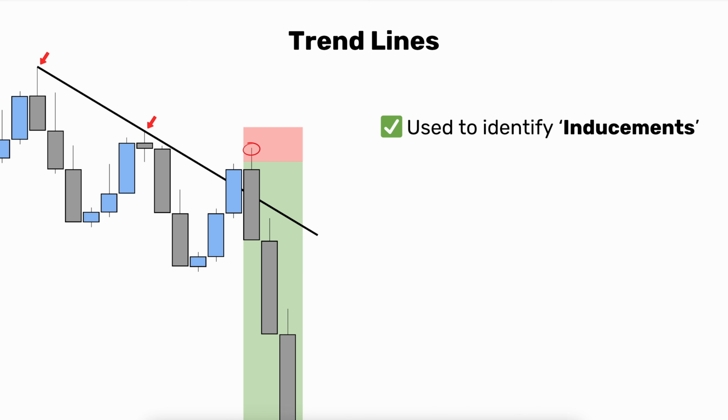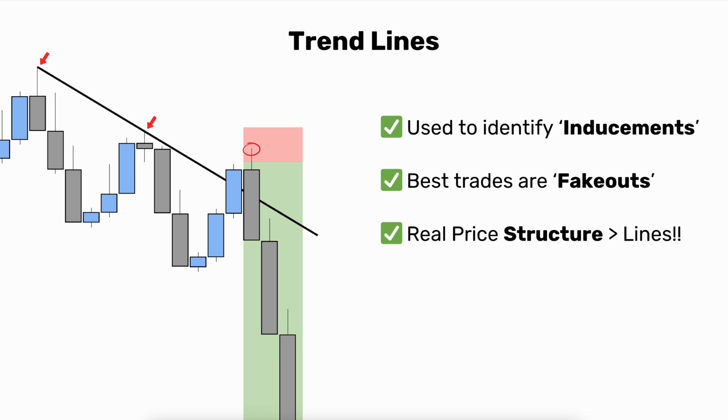So to round it all up, trend lines are best used to identify inducements where traders are going to be drawn into positions rather than actually buying or selling from the retest or the break retest strategy. Many of the best trades surrounding trend lines are, in my opinion, the fake outs, the false breaks, where the market looks like it's broken, induces buyers or sellers, and then reverses completely and continues moving in line with the trend. And you should always factor the real price structure of highs and lows instead of just lines on a chart.